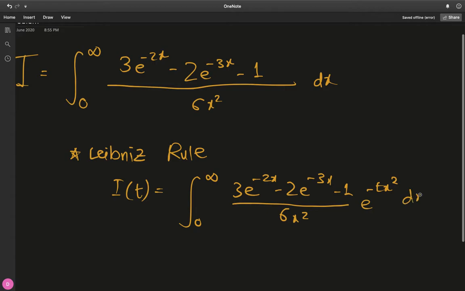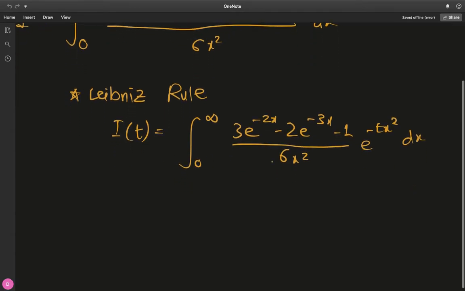tx squared dx, such that when you take the partial derivative with respect to t, or when you obtain I prime of t, this x squared will come in the numerator and cancel out with the x squared in the denominator, so we get rid of that. But one cumbersome fact about using this technique is you have e raised to negative some constant times x squared, and then these e raised to negative single x terms, so you'll have to basically complete the square and you'll obtain something of the form of the Gaussian function basically.